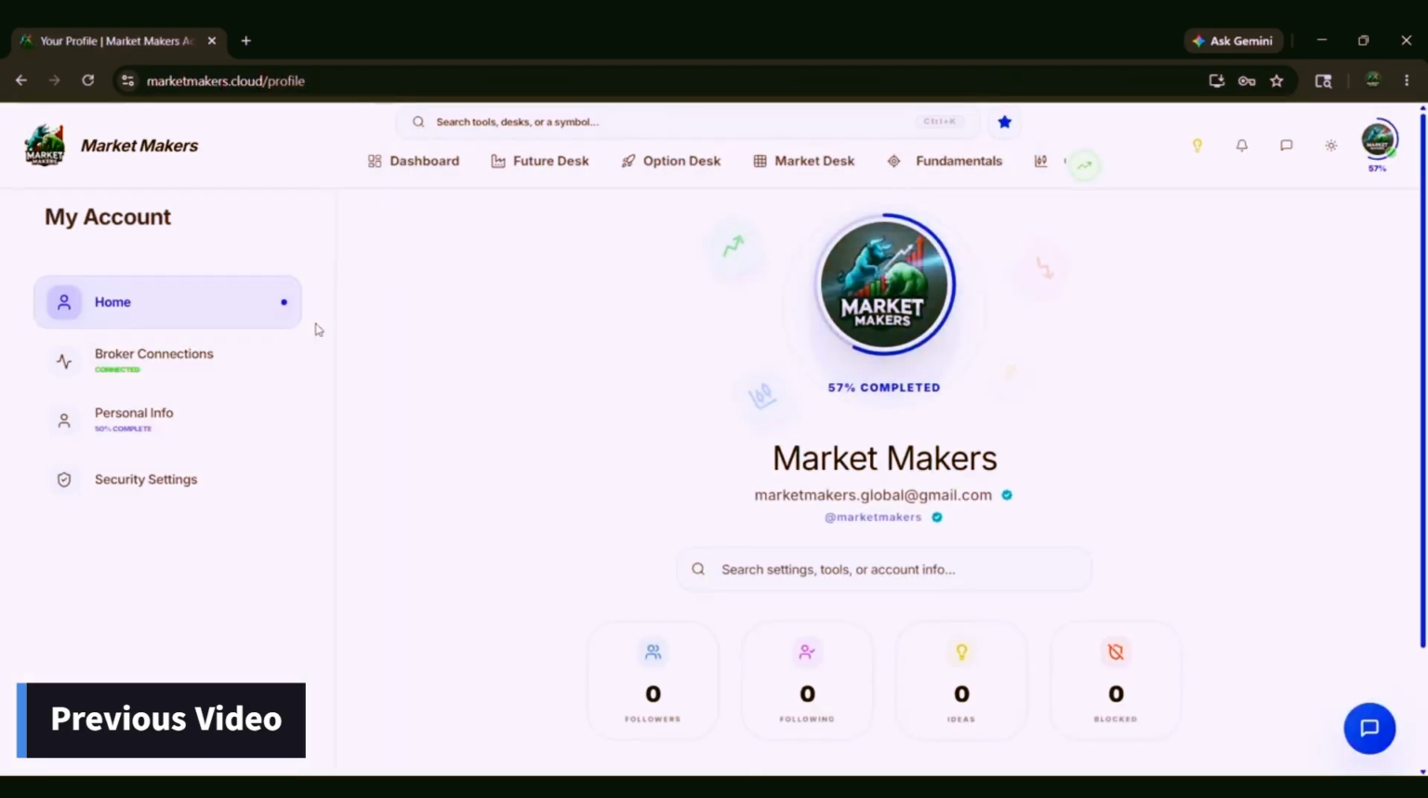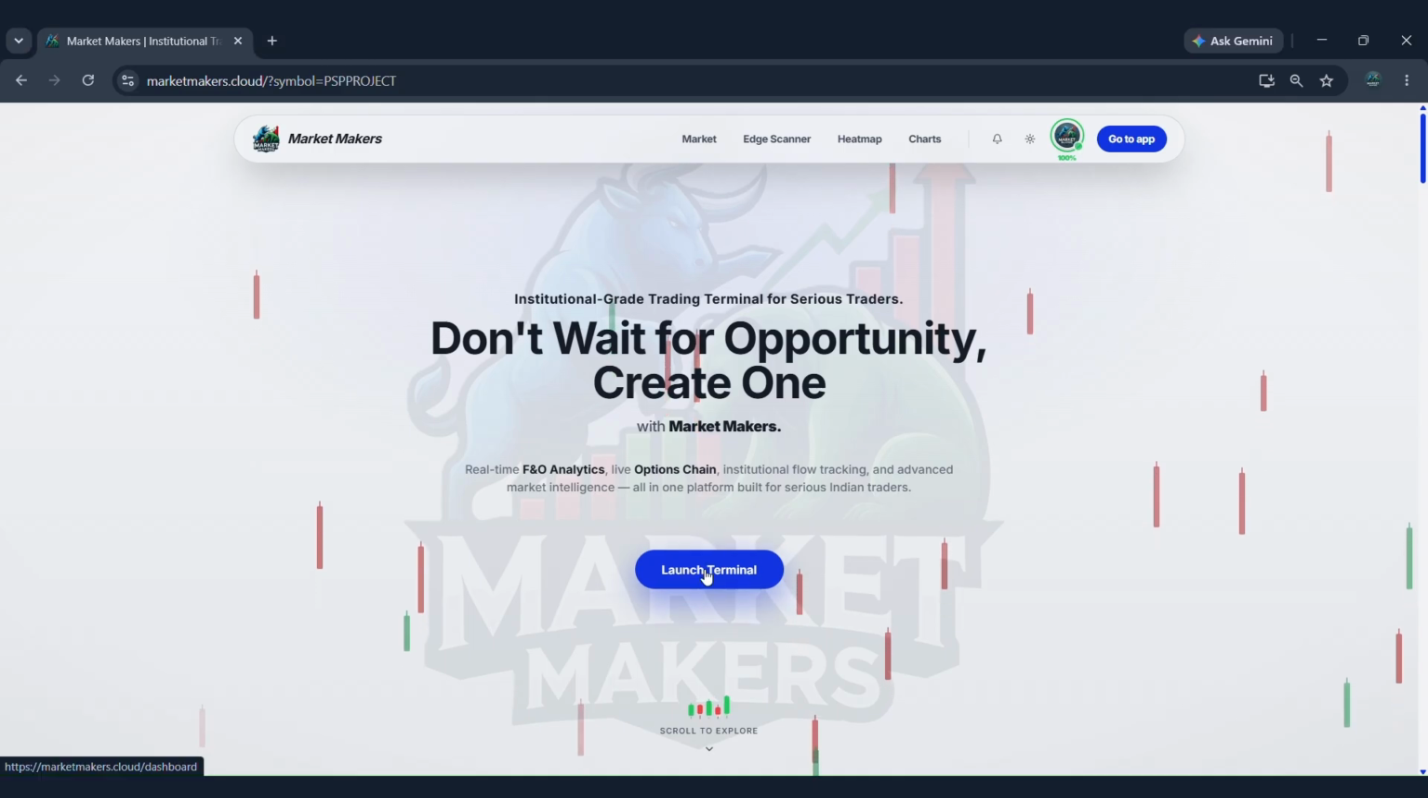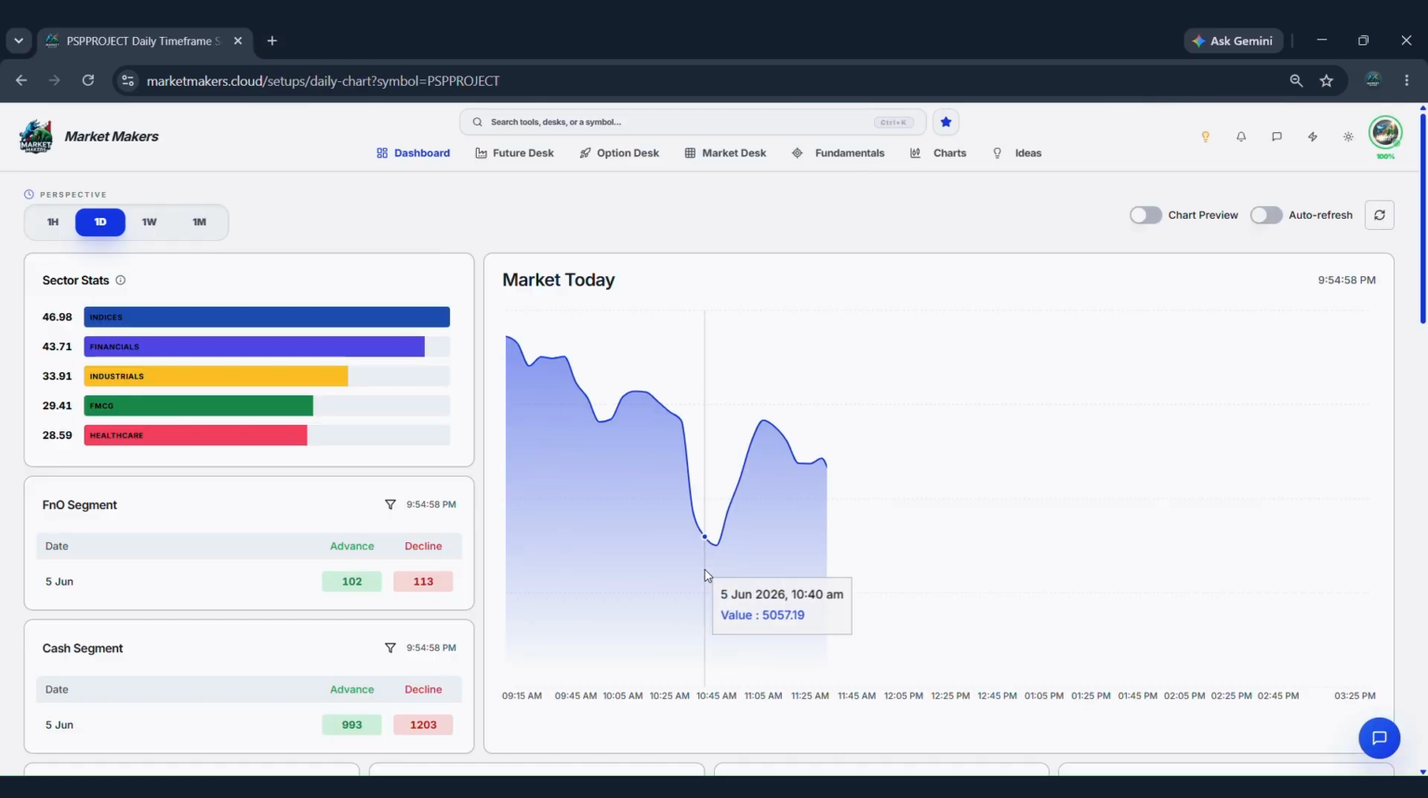Check out our previous video where we explained how to search, log in, create your account, and navigate the platform. Once you create your account and click on Launch Terminal, this is the page that opens, the dashboard. And this right here is where the real game begins.